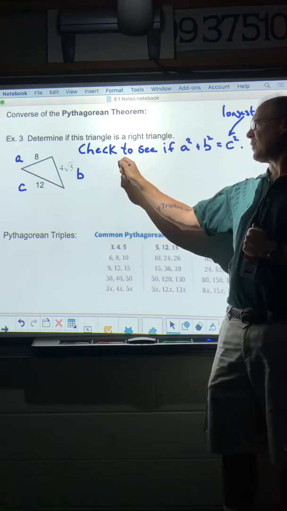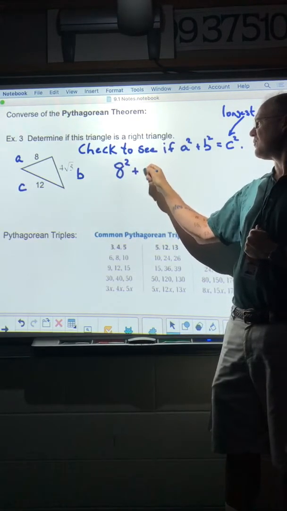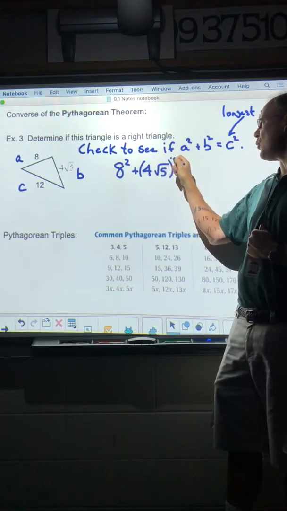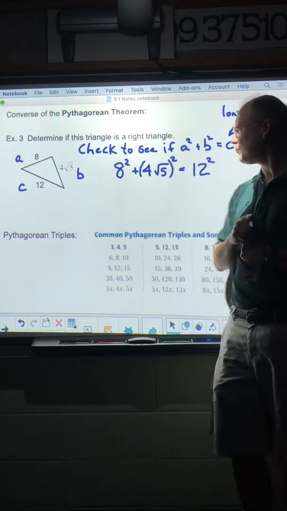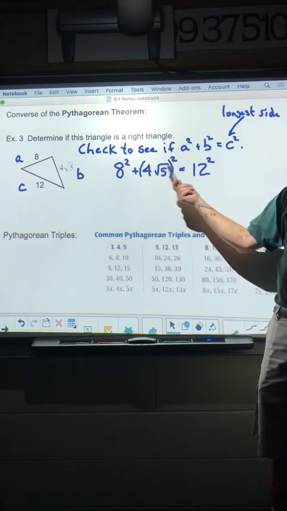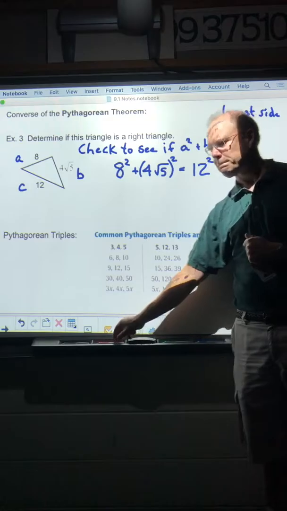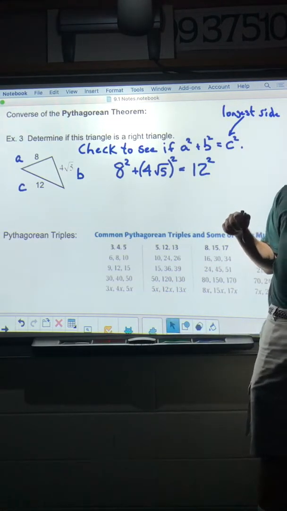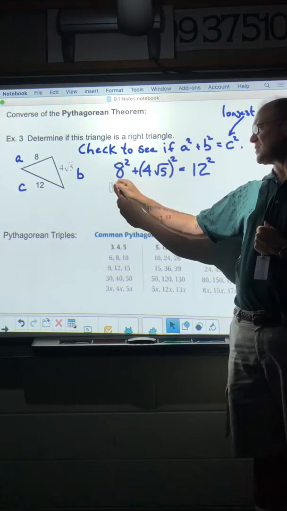So Pythagorean theorem, 8 squared plus 4 times the square root of 5 squared equals 12 squared. A squared plus B squared equals C squared. And now I'm checking to see if this is true. So 8 times 8 is 64.